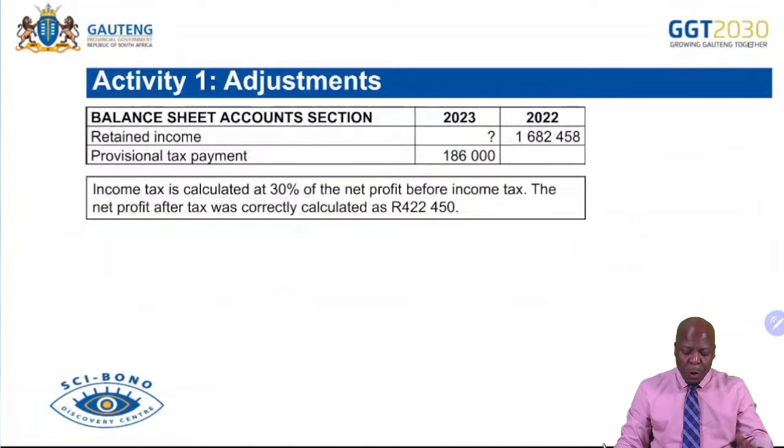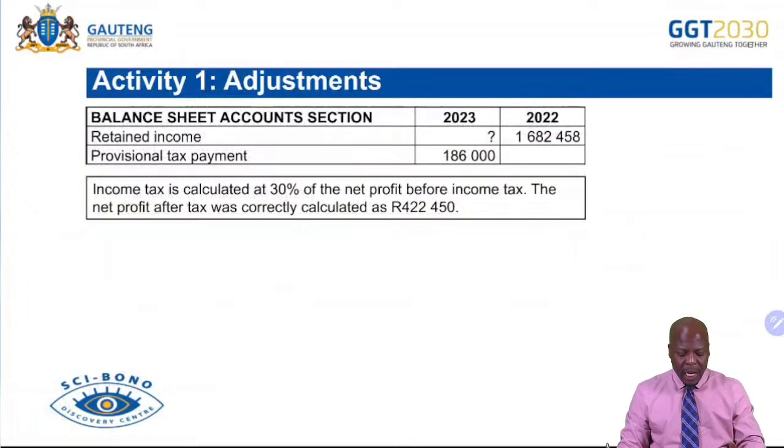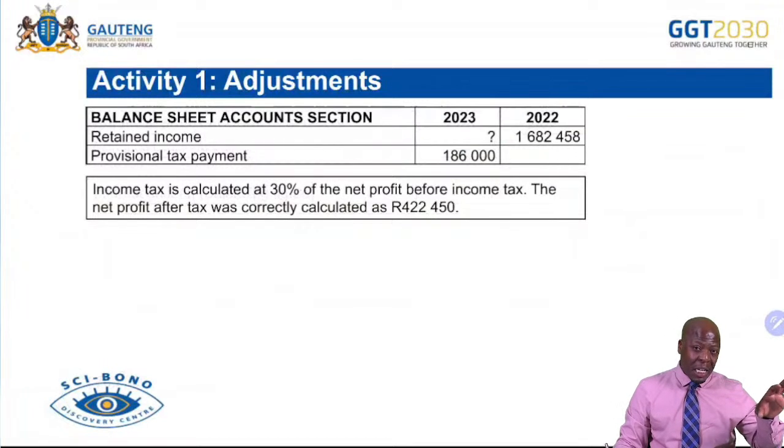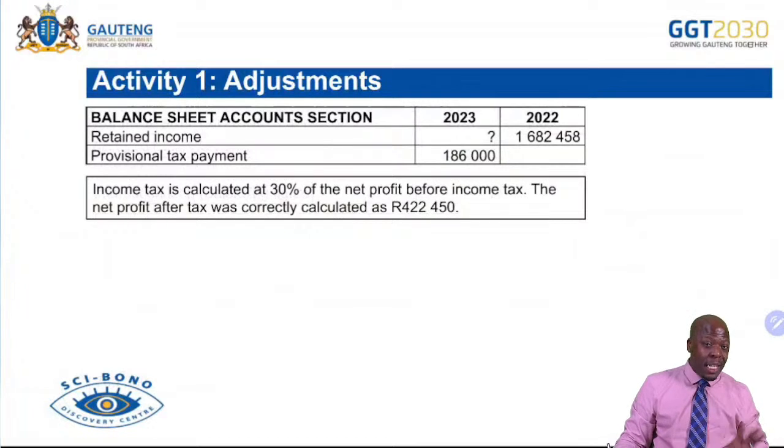422,450. So if we were preparing the statement of comprehensive income, not if, we are actually preparing the statement of comprehensive income. So what we know already, we're going to start at this point doing the retained income note, because there was a question that wanted us to do the retained income note. So we're starting to do the retained income note as we speak. But let's not forget that we're doing the statement of comprehensive income initially.